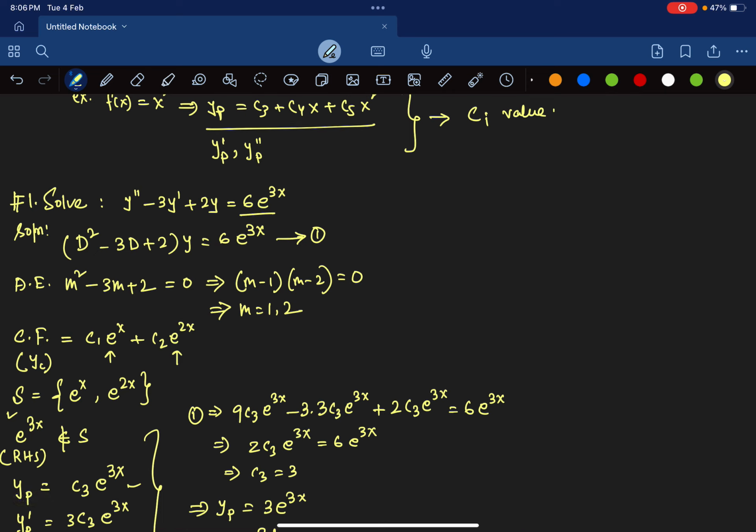Now similarly you can take a few more questions. Let's take the next question. Following the steps is important. Okay, the next question is y'' + 6y' + 5y = 2e^x + 10e^(5x). Solve this.